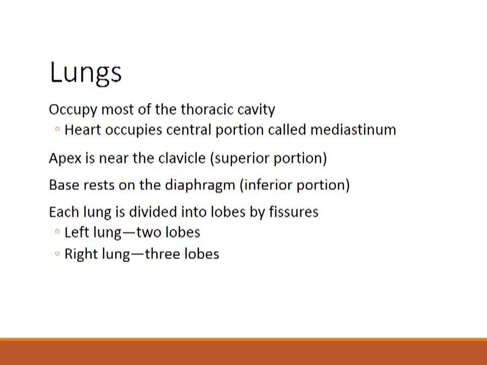Our lungs occupy most of the thoracic cavity. We also have the heart in there, but the heart is in the central portion of the mediastinum between the lungs. Unlike the heart, where the apex is at the inferior portion of the organ, the apex of the lungs is at the superior portion, and the base, which rests on the diaphragm, is at the inferior portion. Each lung is divided into lobes by fissures. The left lung has two lobes, and the right lung has three lobes.